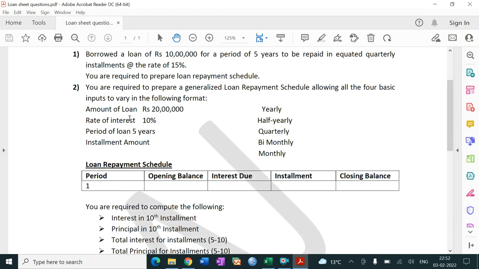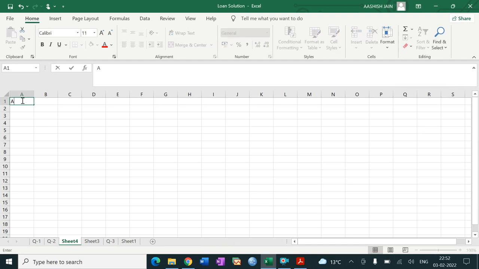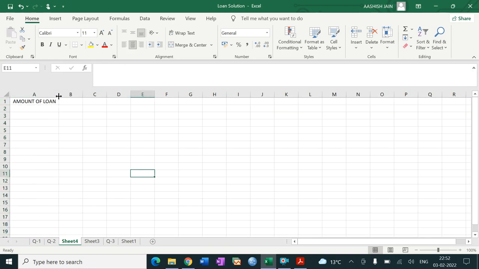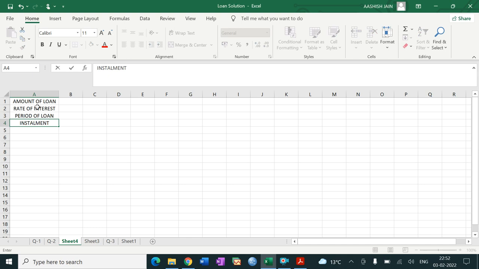So first we have amount of loan, rate of interest, period of loan. We need to calculate the amount of installment, right? So these are the things where we need to put all the values as per the question. And let's write periodicity as well. Although the question is silent about this, we need to put some values here.